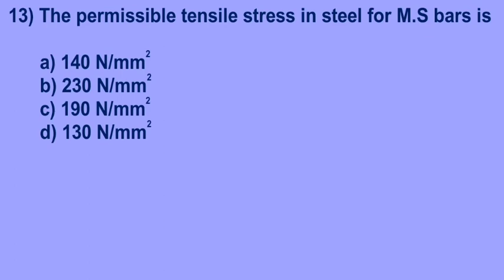The permissible tensile stress in steel for MS bars is option A 140 Newton per mm square, option B 230 Newton per mm square, option C 190 Newton per mm square, and option D 130 Newton per mm square. And the answer is 140 Newton per mm square. The permissible tensile stress in steel for mild steel bars is 140 Newton per mm square. Option A is the answer. Let's move to the next question.